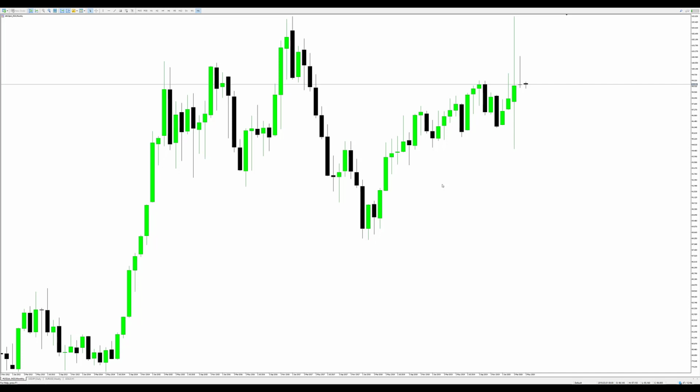And as usual, we're going to start by looking at the dollar index. We're going to focus on what the dollar index is telling us in regards to what we're going to be looking out for in the coming week.